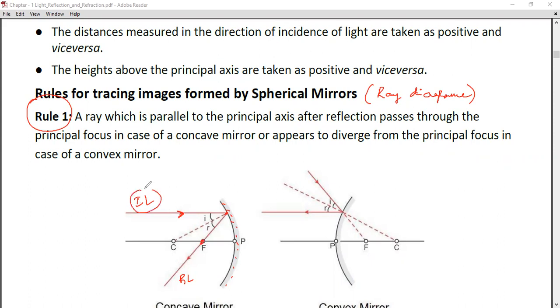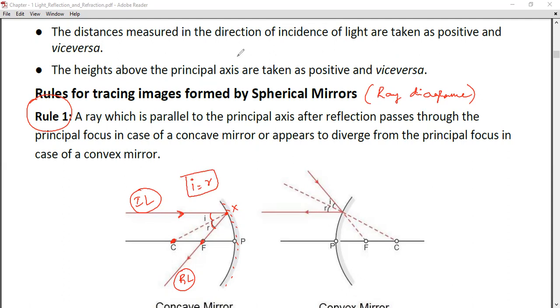IL for incident light I am taking, RL as reflected light I am taking. And at the point of incidence, let X be the point of incidence. Friends, if you draw one imaginary normal, then this normal will meet at the center of curvature. So this dotted line is the normal, guys. And with respect to this dotted line, if you take this as angle of incidence and this as angle of reflection, then I and R must be the same, students. Here it satisfies the laws of reflection.